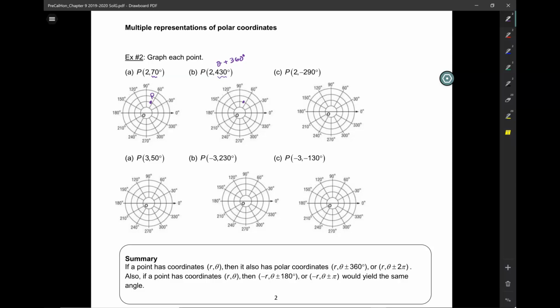Okay, next I'm going to do negative 290. Negative 270 gets me here to the 90, and then I have to go 20 more. And then it's 2 units.